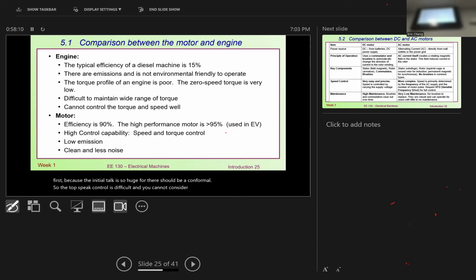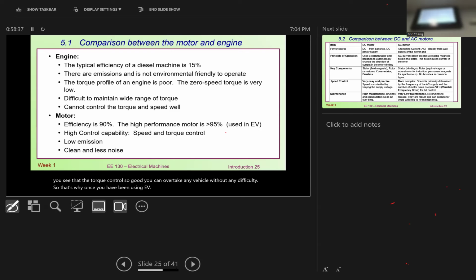For an EV motor, the efficiency is at least 90%. Most of the motors will be 95%. So of course this is an advantage. And also low emission, clean, low noise, and speed control. Once you have been using an EV, you see that the torque control is so good, you can overtake any vehicle without any difficulty. So once you have been using an EV, you don't need to use a gasoline car anymore.